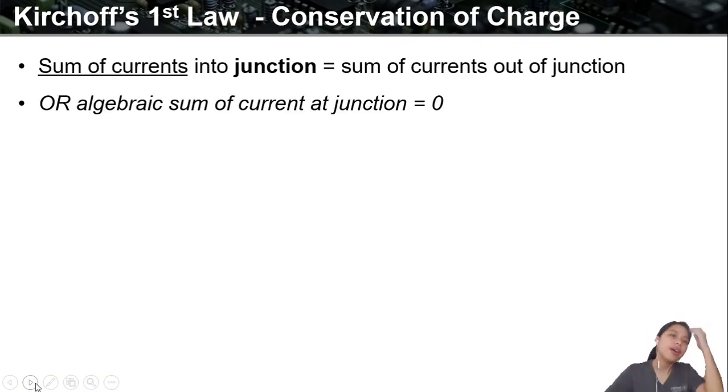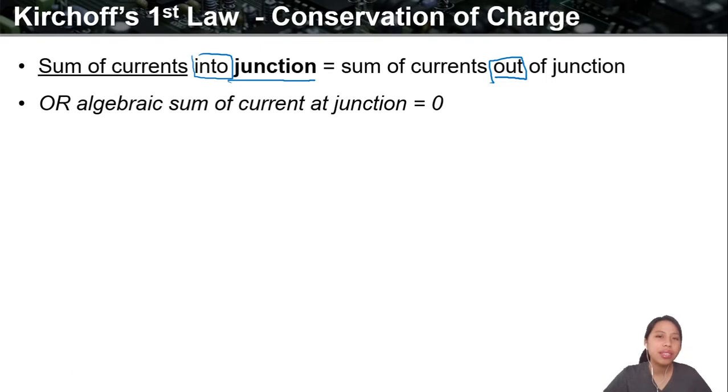And the law goes like this. Based on that thing we just saw, the sum of currents into a junction, junction is an important idea here, is equal to the sum of currents out of a junction. Well, hang on to the second statement first. But what does this mean? Sum of current into junction, sum of current out of junction.